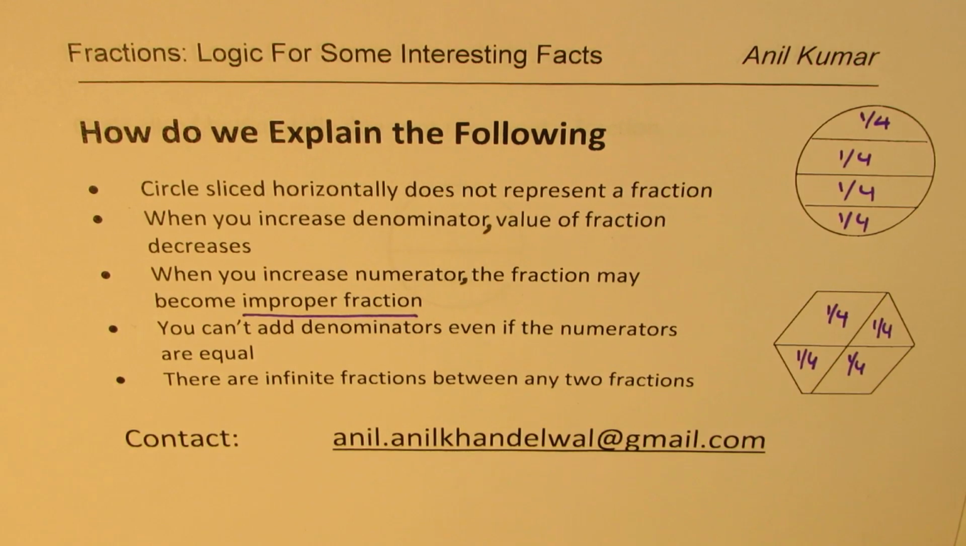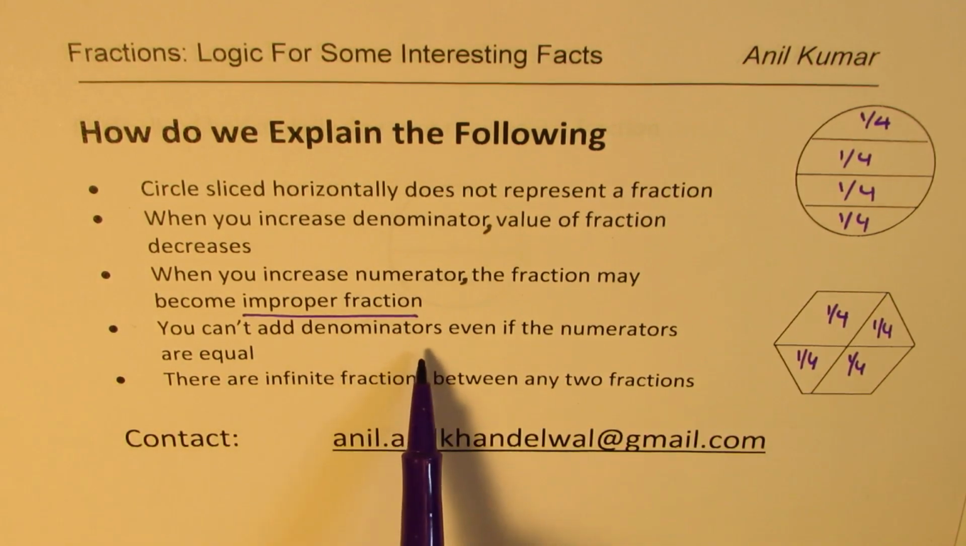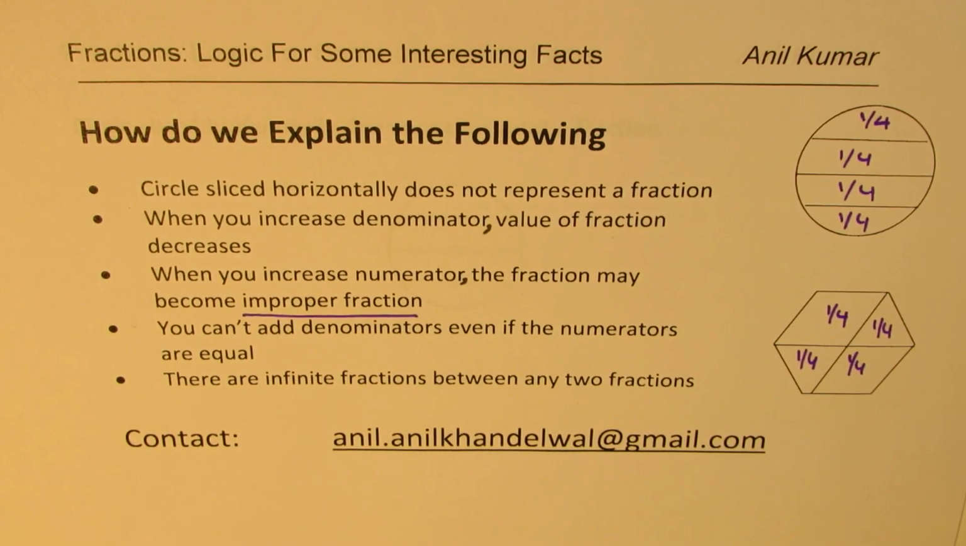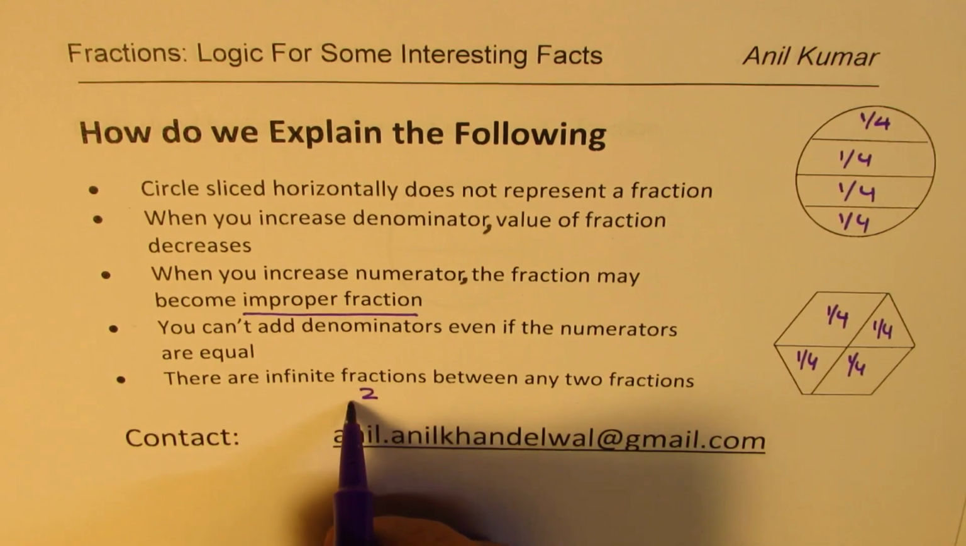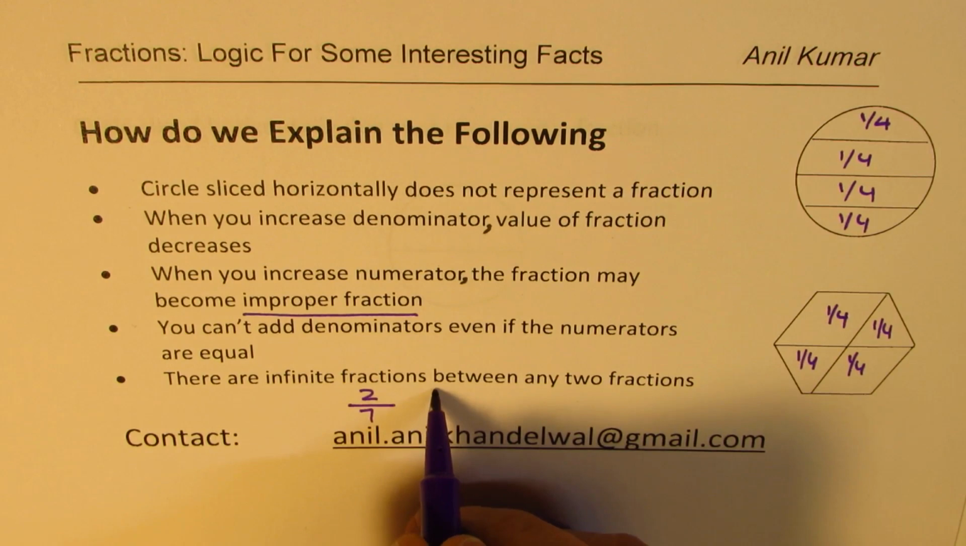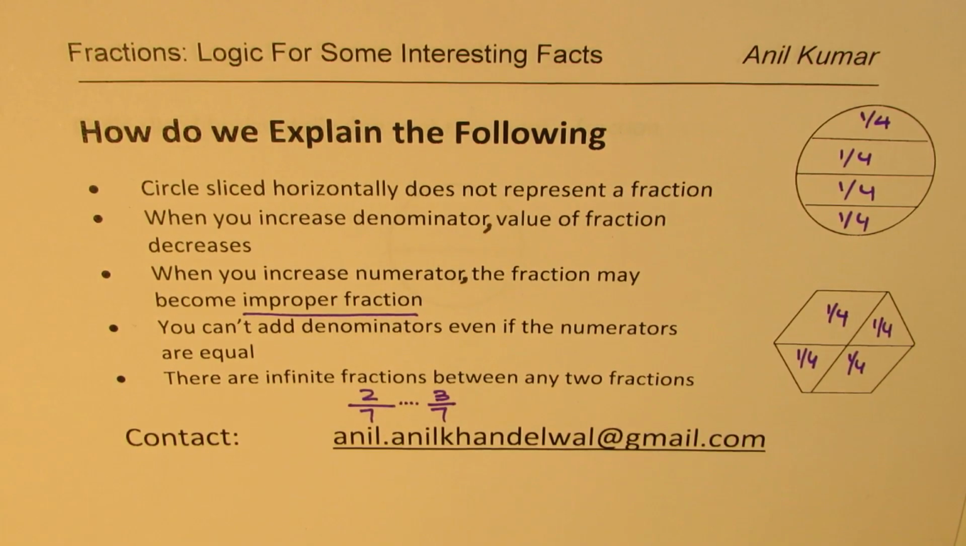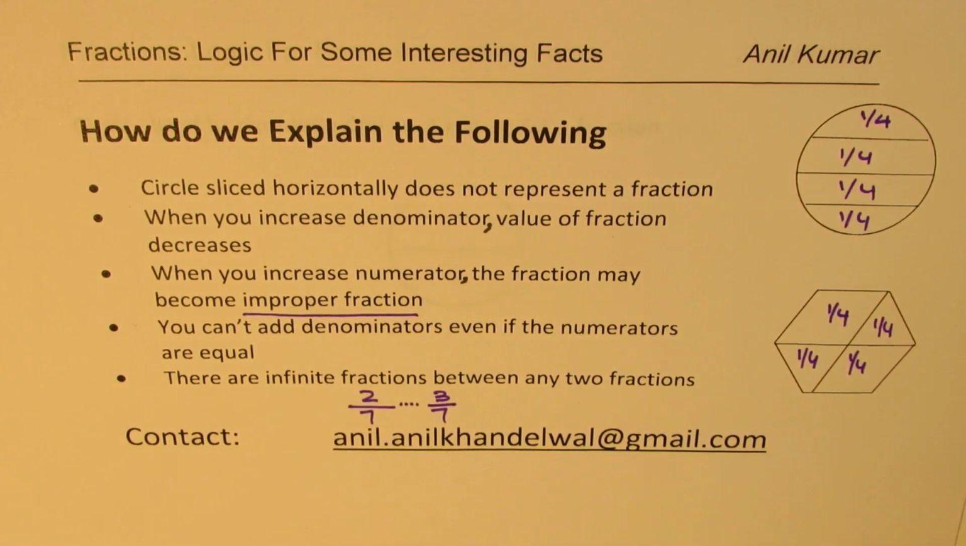We'll look into this. And then, you can't add denominators even if the numerators are equal. Normally, when denominators are equal, you add numerators, but you can't do the reverse. Why? And the last question here is that there are infinite fractions between any two fractions. For example, if I write 2/7 and let's say 3/7, then in between there are many fractions. Is it true? We are going to answer all these questions in this particular video.